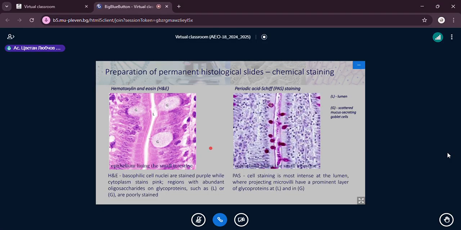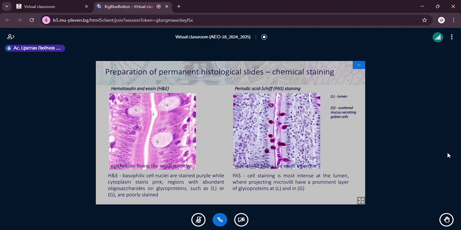So therefore, if I want to observe just the goblet cells, then I can do this staining. But if I want to see the whole tissue, I will not do the pass staining, I will do the hematoxylin eosin staining, guys. So that's why when you want to see something, you can easily narrow down the staining you can use for it.